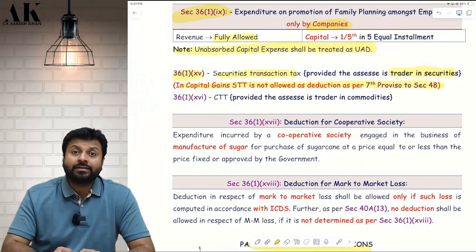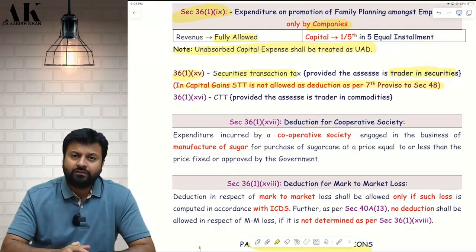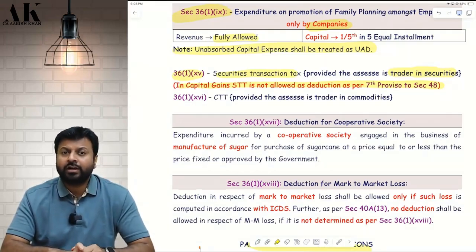Similarly, commodity transaction tax. Commodity transaction tax is imposed on purchase and sale of commodities which are available in MCX. So, if you buy any commodity, sell any commodity, the way you buy shares and sell shares, the same way there is a commodity market. So there, if you buy commodity, sell commodity, you have to pay commodity transaction tax.